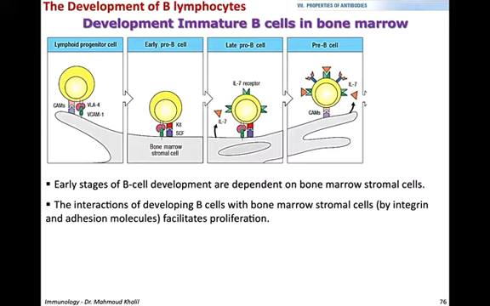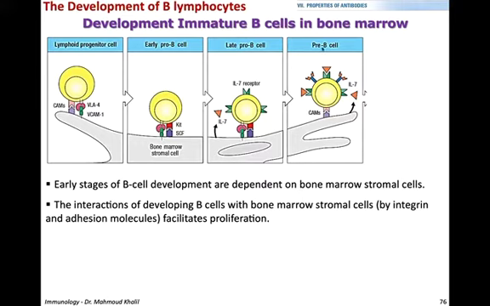Because in case these B cells are released in the circulation before the negative selection and the positive selection, the B cells will be able to identify self molecules of the human body, and this may lead to autoimmune disease.